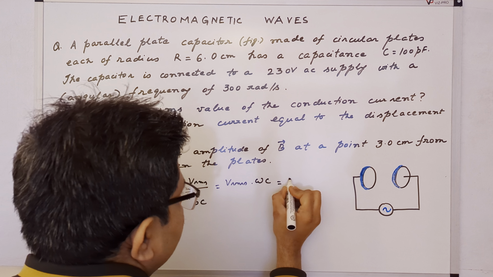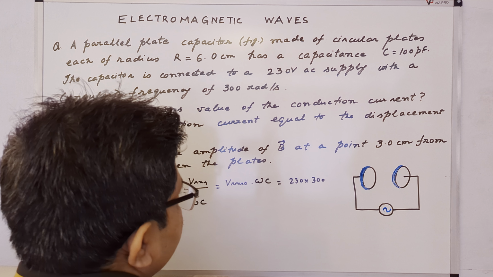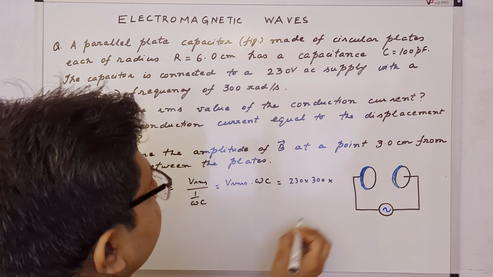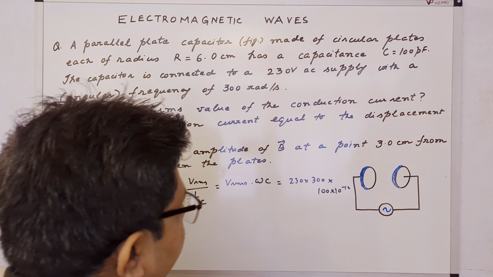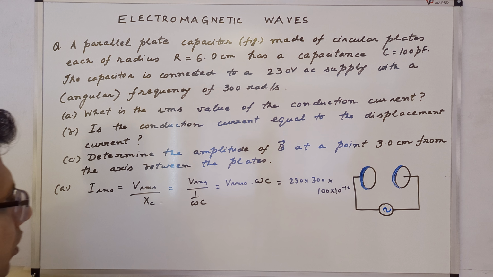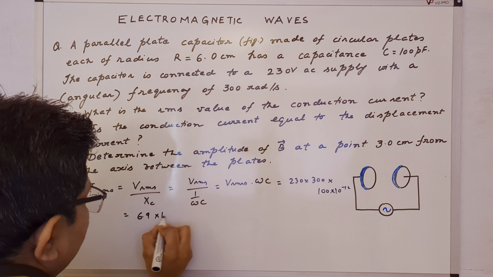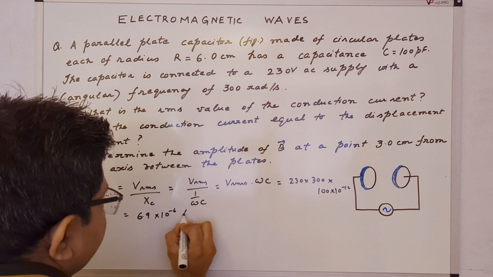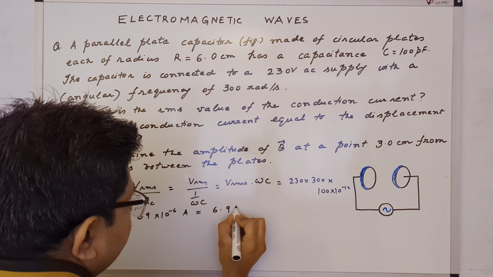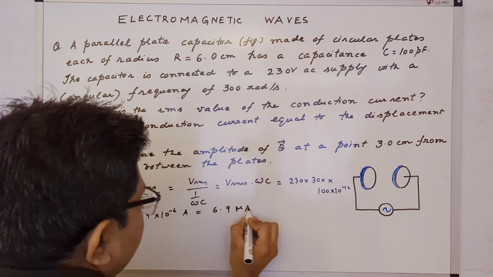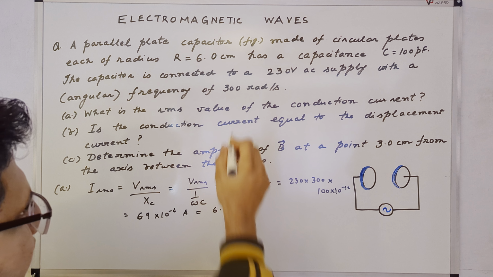Putting the respective values, Vrms is 230, omega is given as 300 radians per second, and the value of C is given as 100 picofarad, which means 100 into 10 raised to the power minus 12. After solving this, the value comes out to be 6.9 into 10 raised to the power minus 6 ampere, which can also be written as 6.9 microampere. So this is the value of the conduction current. This is the answer of part A.